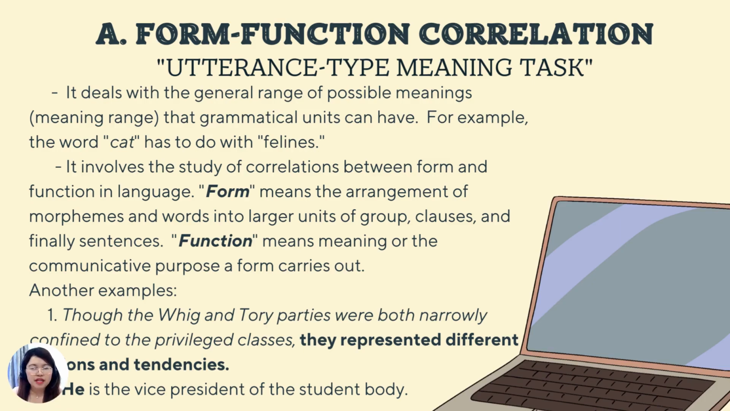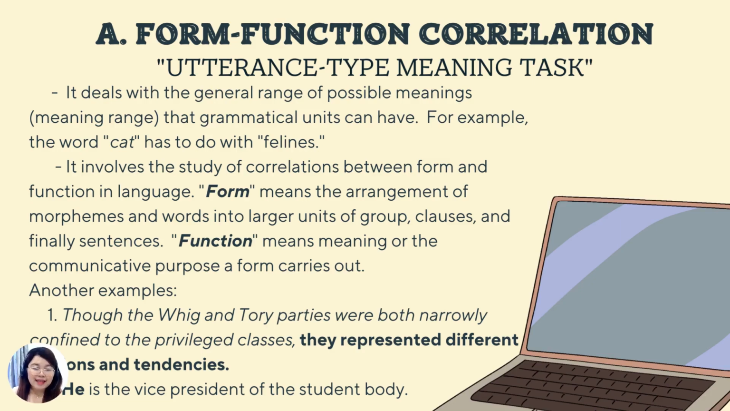There are a lot of communicative purposes. Now, what is basically the purpose of that claim is up to the person interpreting the discourse. Now, let's take a look at the first example. Let me read it to you. Though the Whig and Tory parties were both narrowly confined to the privileged classes, they represented different factions and tendencies.